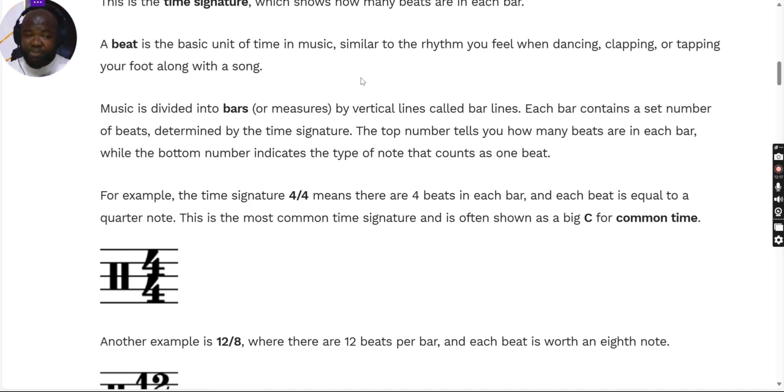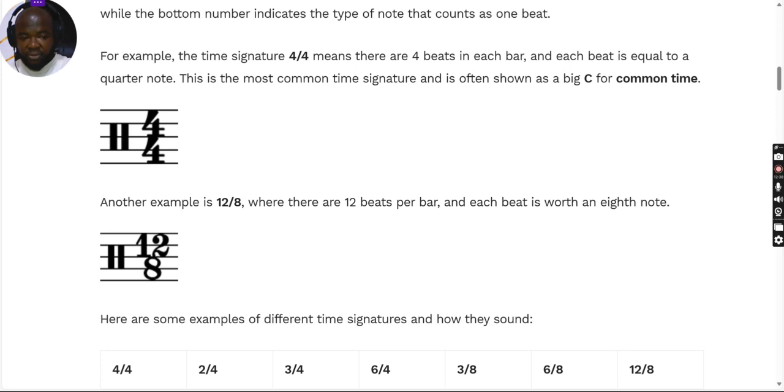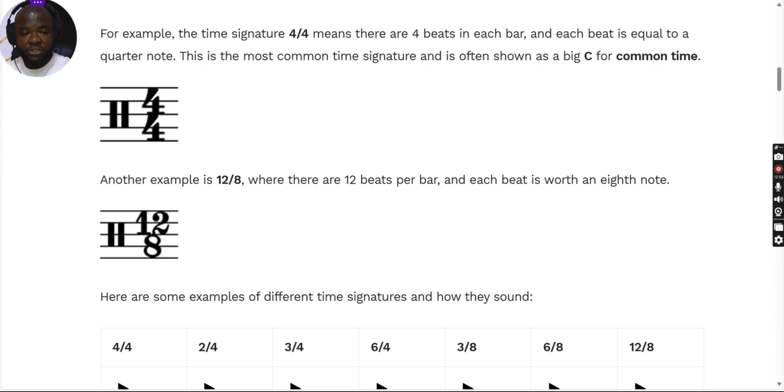4 beats in a bar, but each beat in that bar must be equal to a quarter note. This is the most common time signature and is often shown as a big C for common time. So most times when you see a big C, with no time signature after the clef, just know you're referring to a 4/4 time. So that's for a 4/4 time. This is how a 4/4 time is indicated. You can see it on the screen.